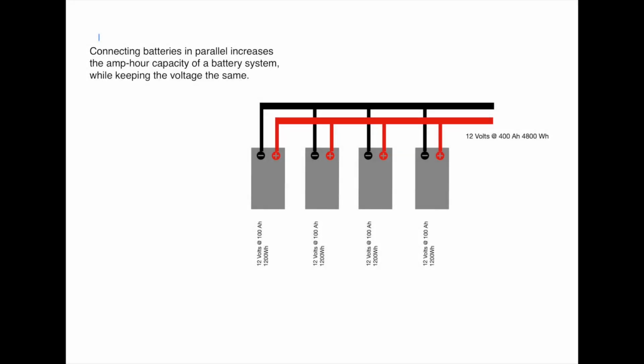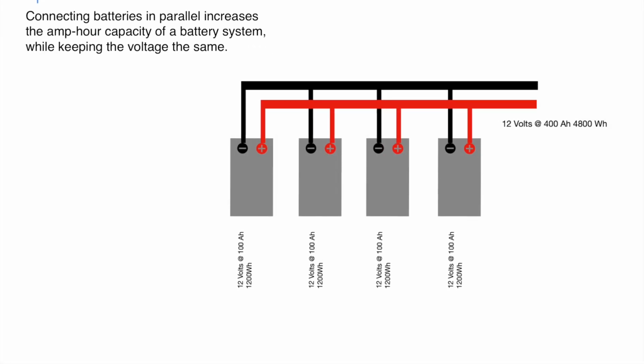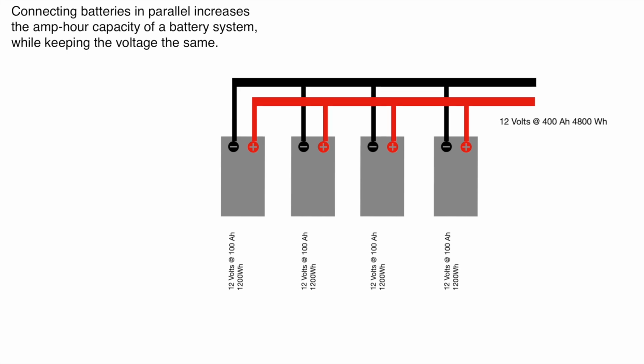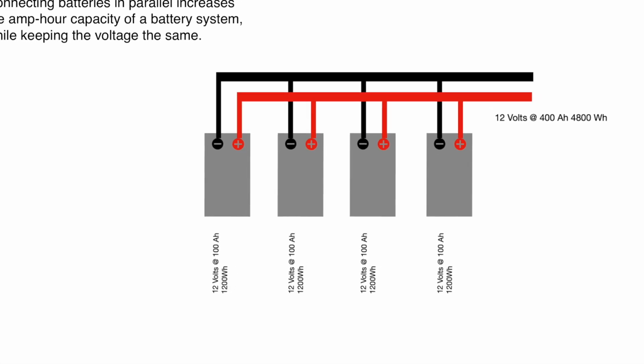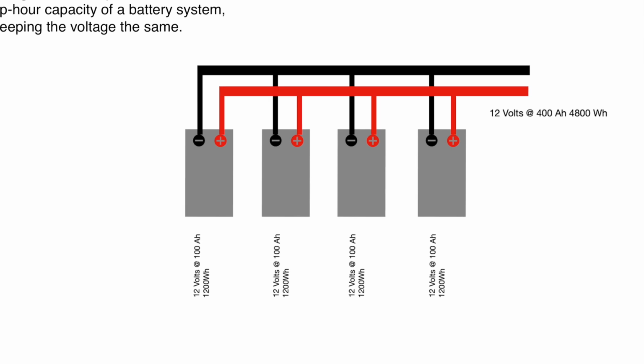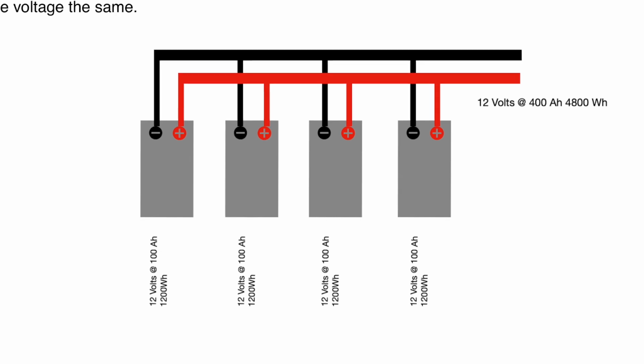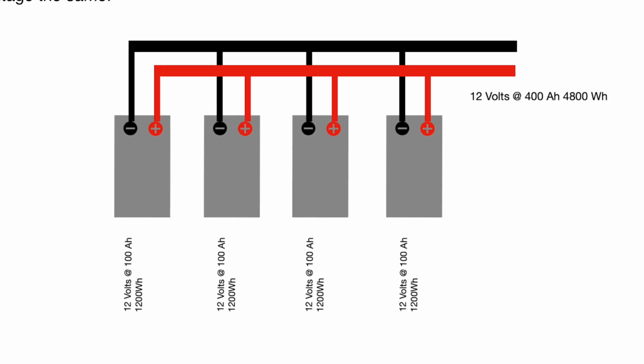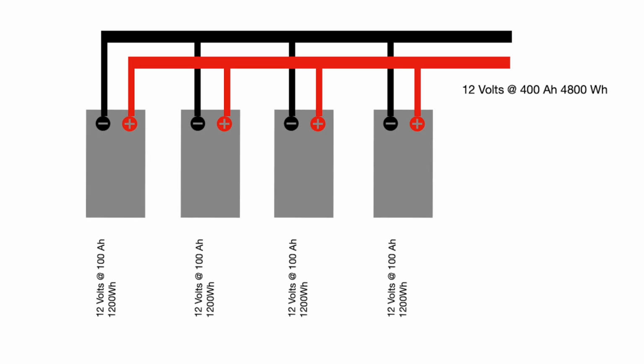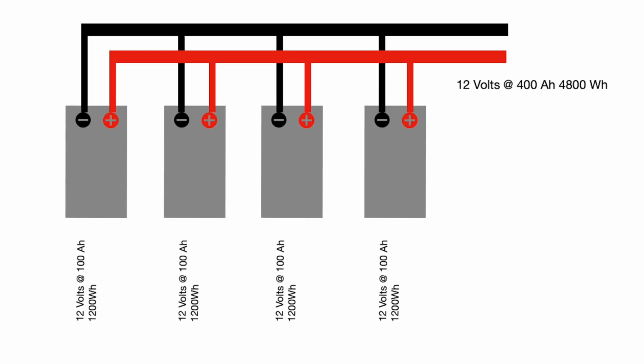There's an important thing to remember, well, a couple of important things to remember when setting up your batteries. Connecting batteries in parallel increases the amp hour capacity of the battery system while keeping the voltage the same, as in this diagram here. In this setup, four batteries, each having 12 volts, 100 amp hours, and 1200 watt hours, produce a total of 400 amp hours or 4,800 watt hours at 12 volts. As we said in a previous video, it's the watt hours which are a proper measure of the amount of power you have in total.